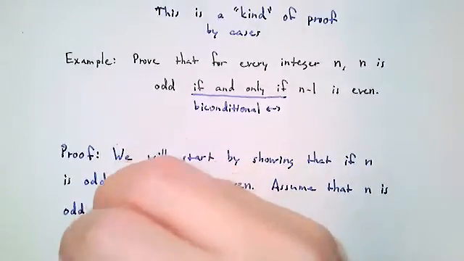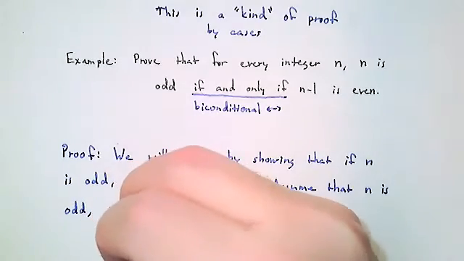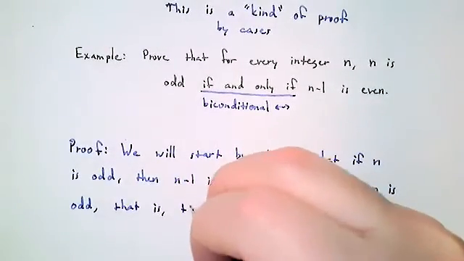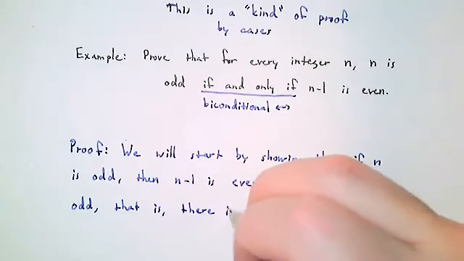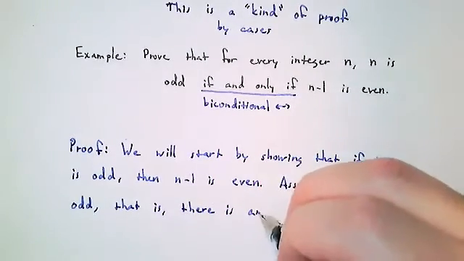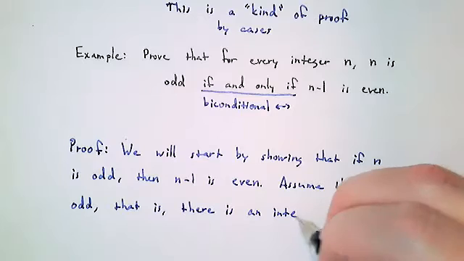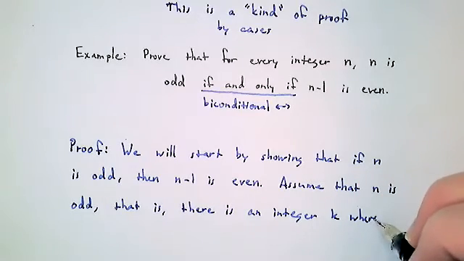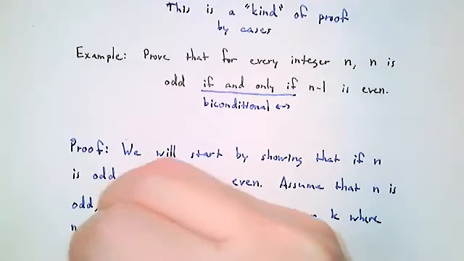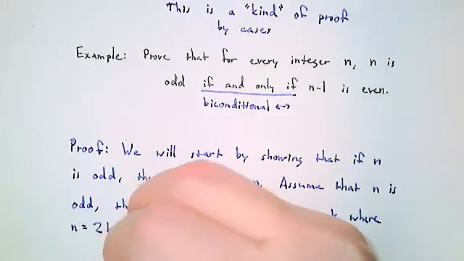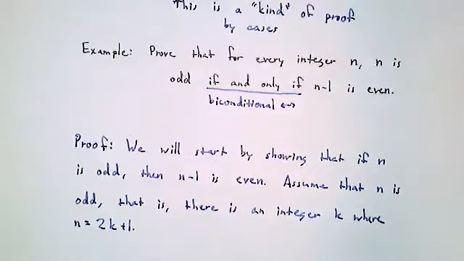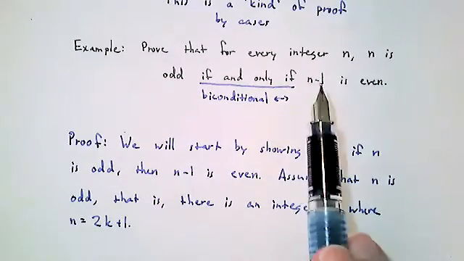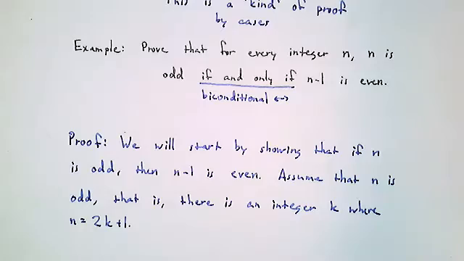So that means there's an integer k. We're just using the definition of odd here. There's an integer k where n is equal to 2k plus 1. So how do we go from n to n minus 1? Well, we just subtract 1 from it, right?